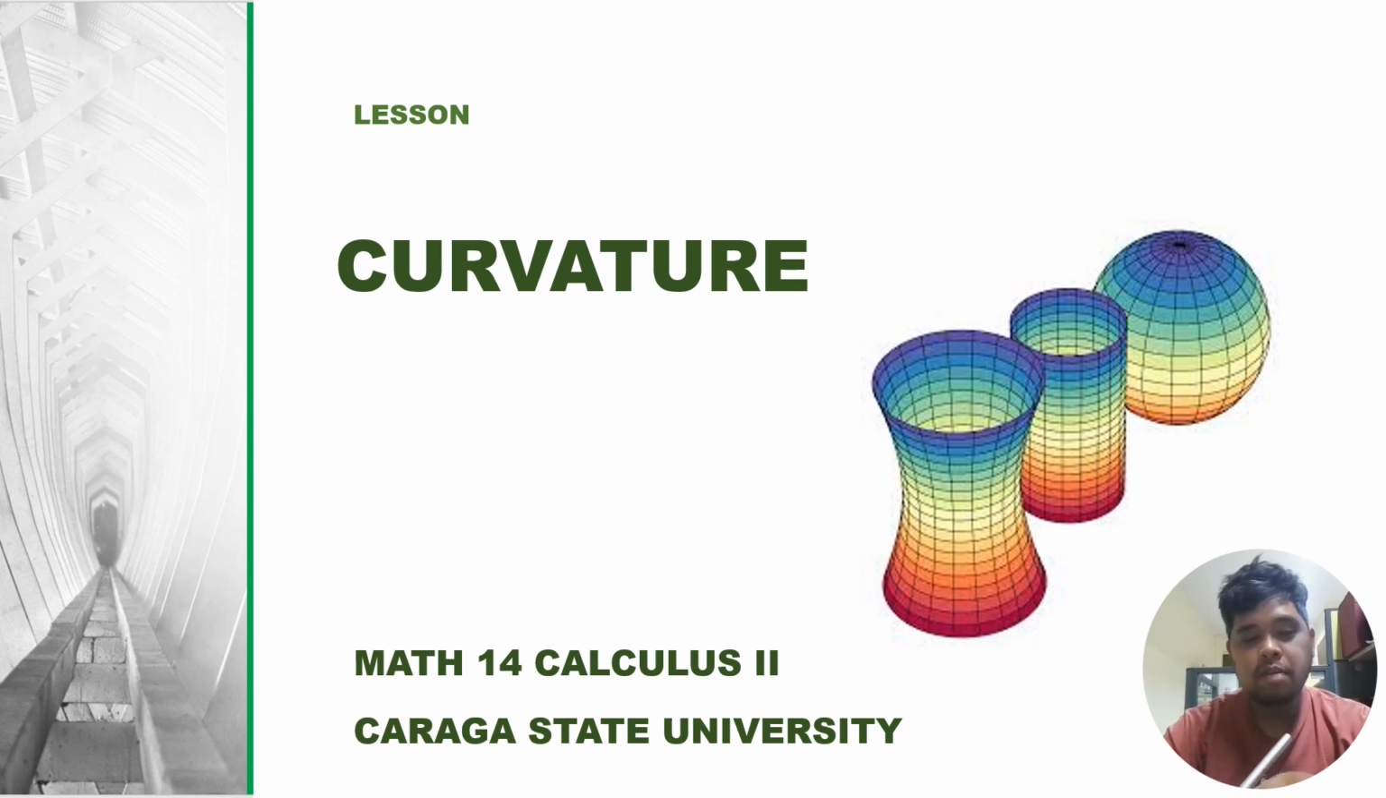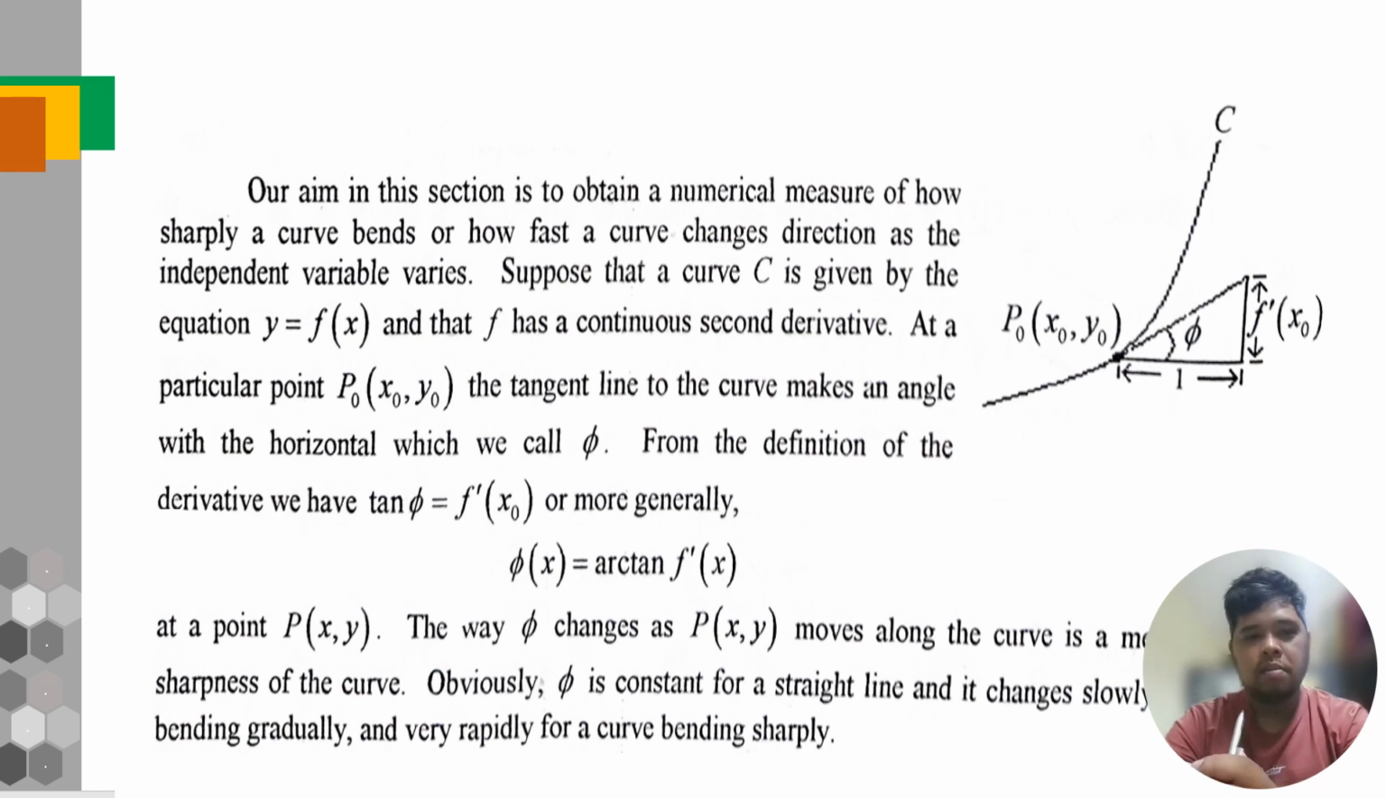So today we will discuss curvature. Somehow, when you say curvature of the graph, that is how the graph bends, no? So muna tong kuan. Yun yung ating tatalakayin ngayon. Okay, so our aim in this section is to obtain a numerical measure of how sharply a curve bends or how fast a curve changes direction as the independent variable varies. So kung yung independent variable natin ay mag-iiba-iba, no? So how fast does the curve bend?